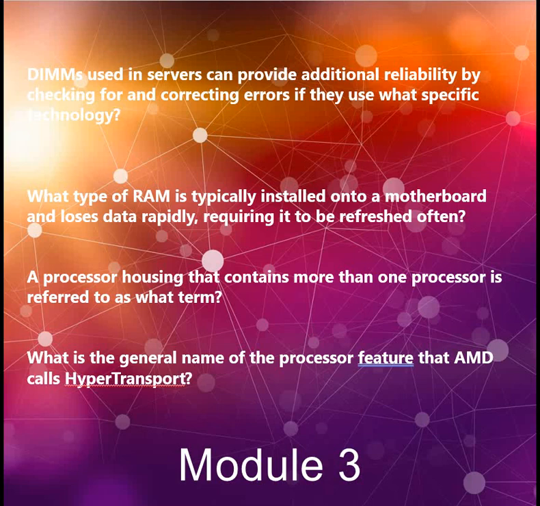For number 6, what type of RAM is typically installed onto a motherboard and loses data rapidly, requiring it to be refreshed often? So first one is your SRAM. That is incorrect. Your flash RAM. That is also incorrect. Your CMOS RAM, that has to deal with the information of the motherboard, so that is also incorrect. So the correct answer would be your DRAM, and that information can be found on page 117 as well.